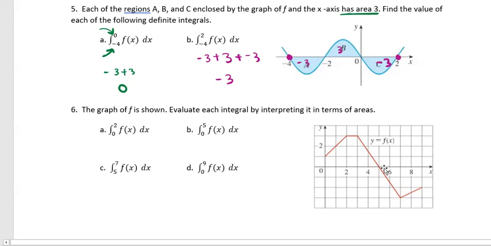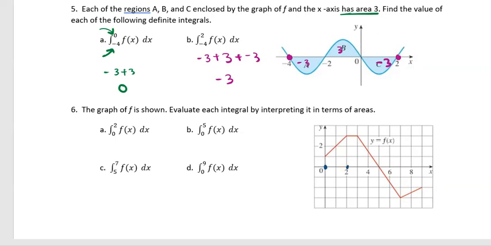Let's look at the last one. The graph of f is shown. Evaluate each integral by interpreting it in terms of areas. Okay, we can do this. We just need to figure out the area of each different piece. So for our first integral, we have from 0 to 2.